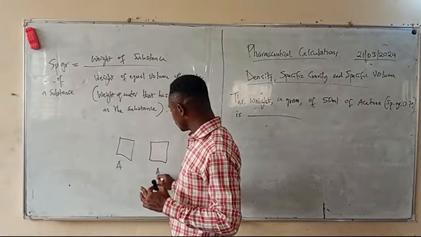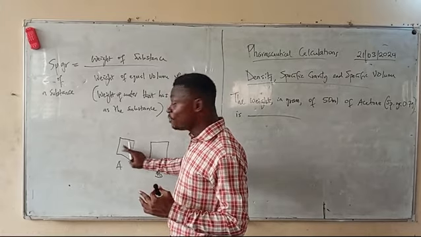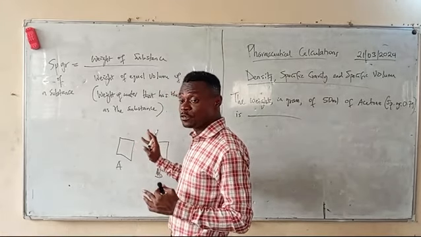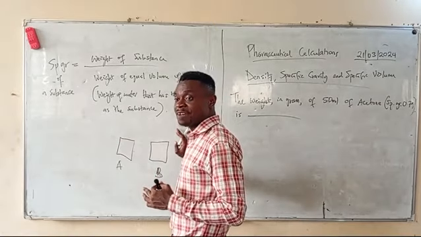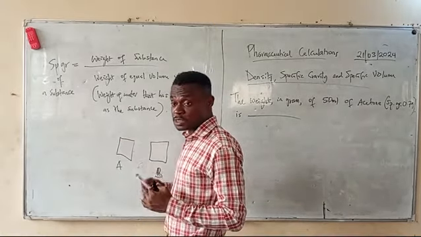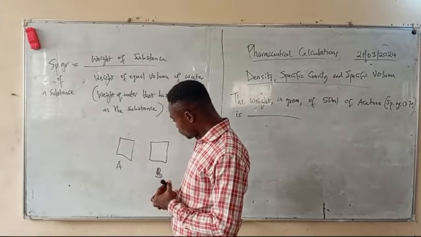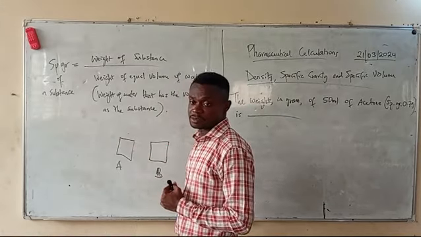This one contains the what? Water. And they have the same volume. Maybe 50 ml, or maybe 250 ml. They have the same volume. So their volume is what? Constant. But they have different weights.